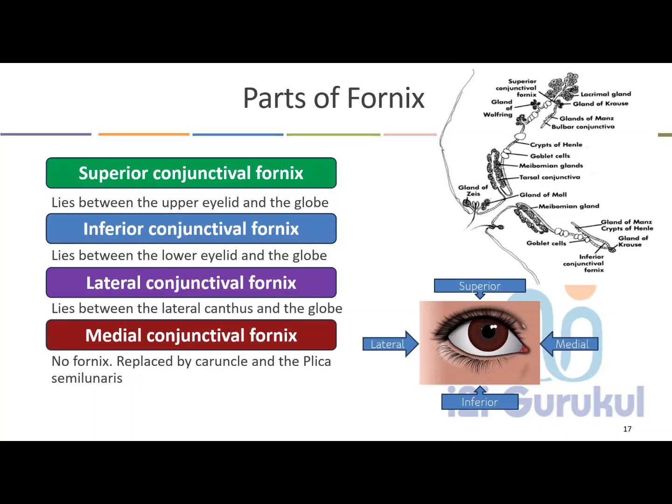And the last, the medial one: there is no fornix on the medial side. The fornix is replaced by the caruncle and plica semilunaris, which lies on the nasal side of the eye. It is located 7 millimeter from the limbal conjunctiva. The lacrimal caruncle is a small pink globular nodule at the inner corner, the medial canthus of the eye. Plica semilunaris is a small fold of the bulbar conjunctiva on the medial canthus of the eye.